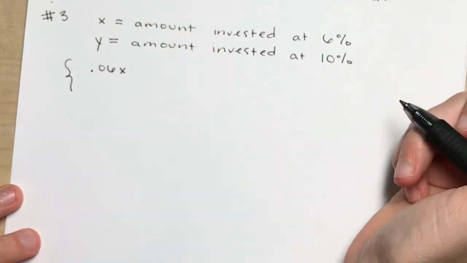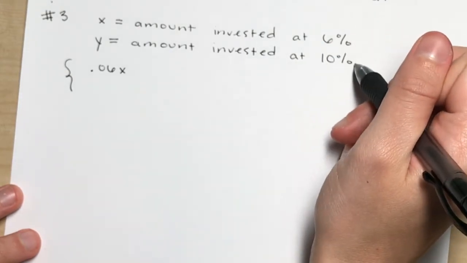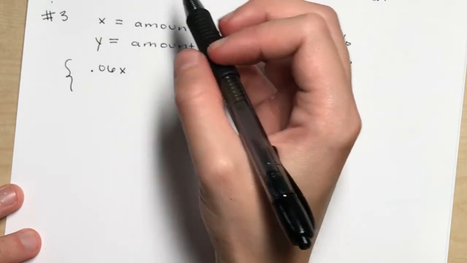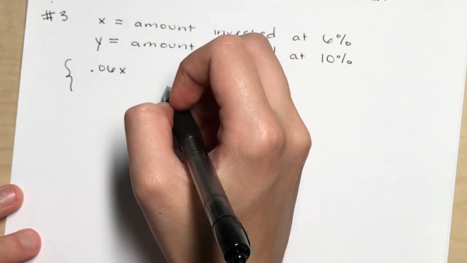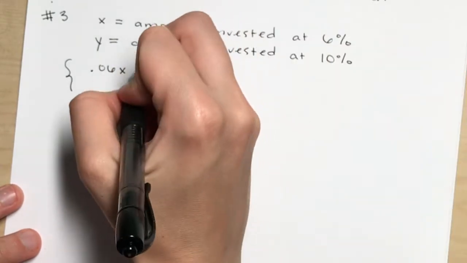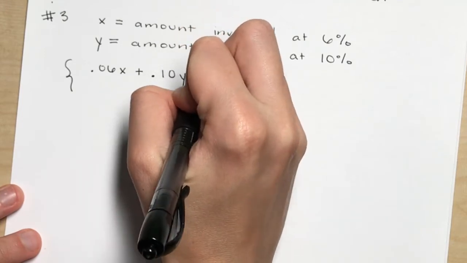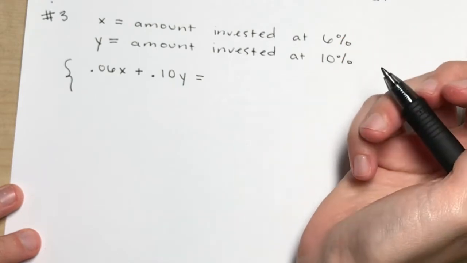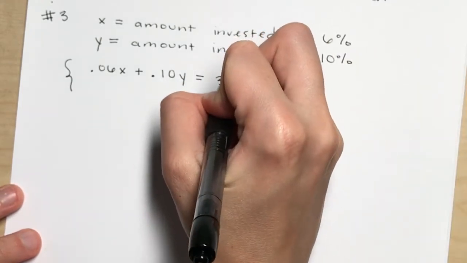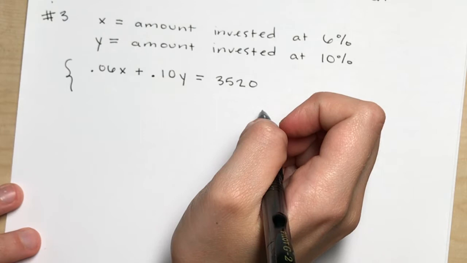How do we find the interest that he earns at 10%? Well, similarly, we just take 10% of y. The amount that he earns at 10% plus the amount that he earns at 6% is going to be his total annual interest. What is his total annual interest? Well, the problem has told us that it's $3,520. What else do we know?